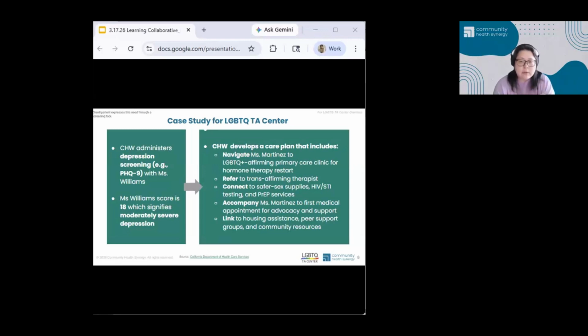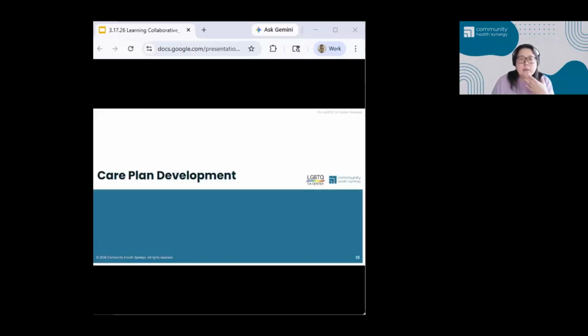In that care plan, this could include assistance navigating gender-affirming primary care services for hormone therapy restart, referring her to a trans-affirming therapist, connecting her to safer sex supplies, HIV and STI testing, and PrEP services. Also accompanying Ms. Martinez to her first medical appointment for advocacy and support. And then perhaps even linking her to housing assistance, peer support groups, and community resources.